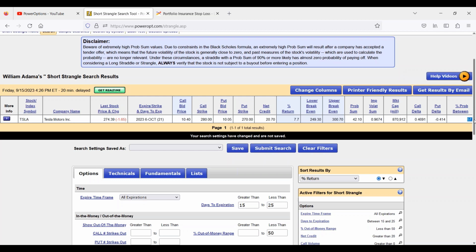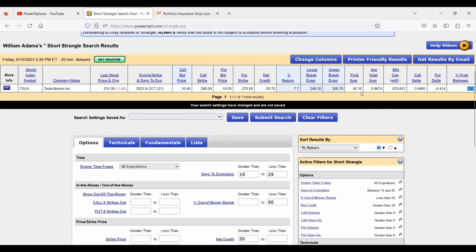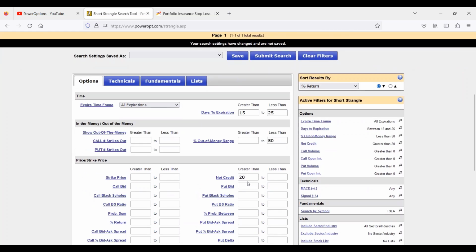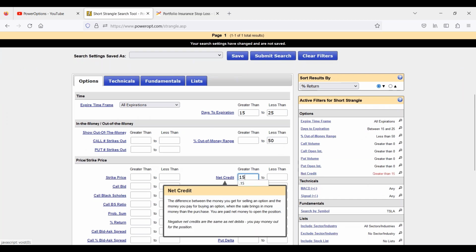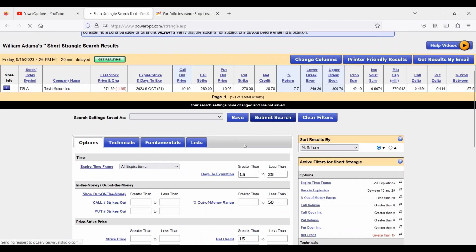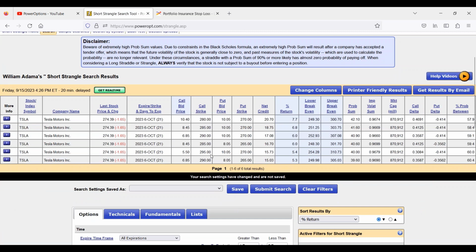Probability between is only 57.9%. Probability sum of 42.10. We're going to have to add in that percent out of the money range. But right now, the net credit is 2070. Some of those other ones might have dropped, so let me put the net credit at 15 here. I know I'm making some subtle changes, but there were 4 trades that matched this criteria when I was running it at about 3 o'clock. There they are: the 285, 265, 290, 270, and the 280, 270 you mentioned. Probability betweens are all in that 57 to 60% range.